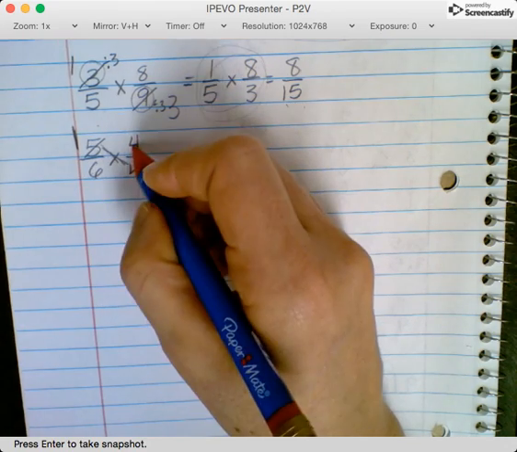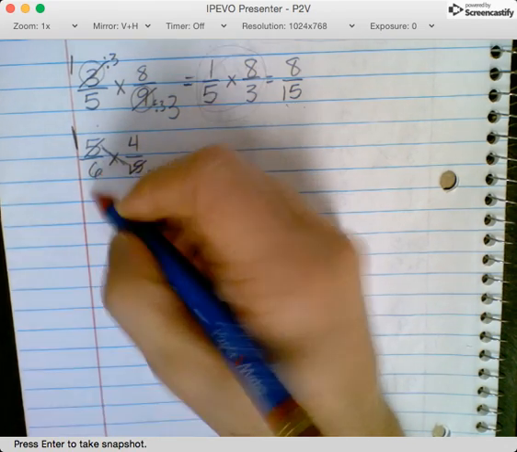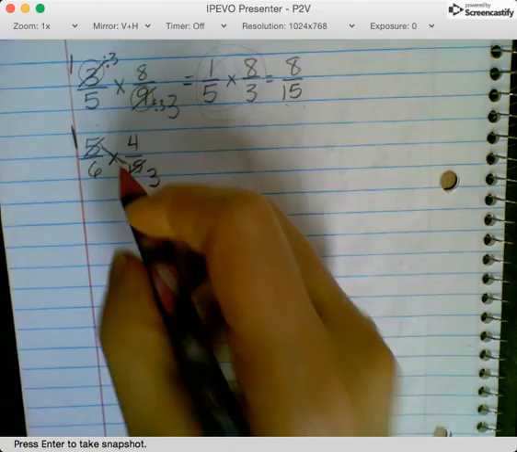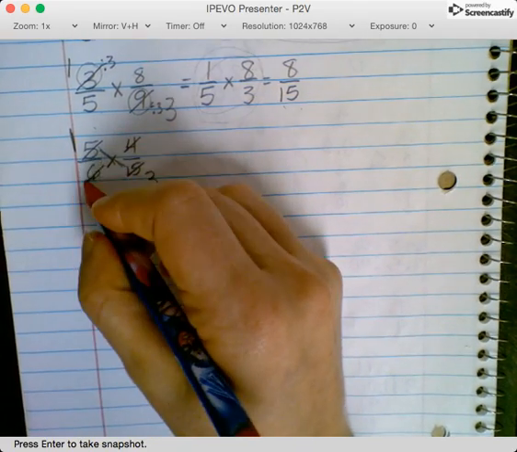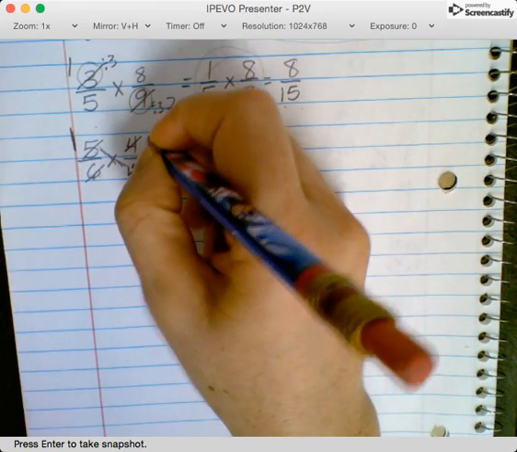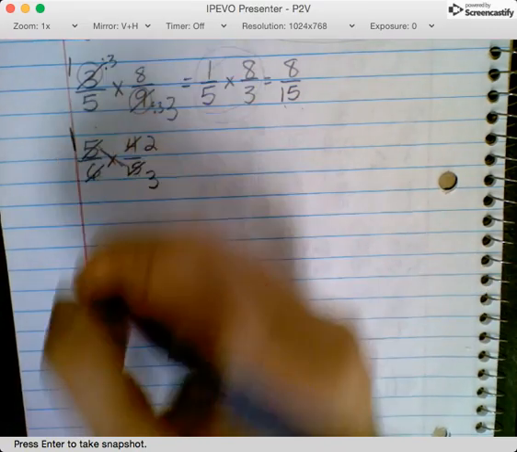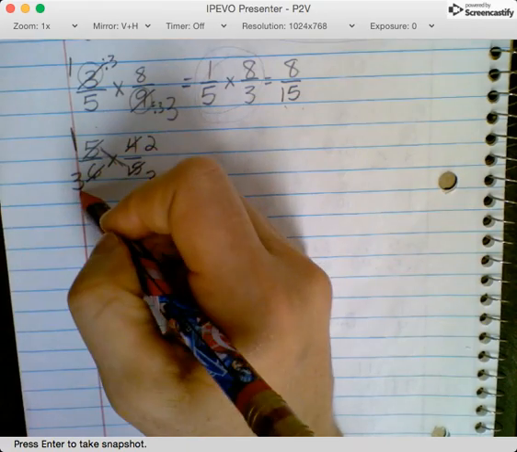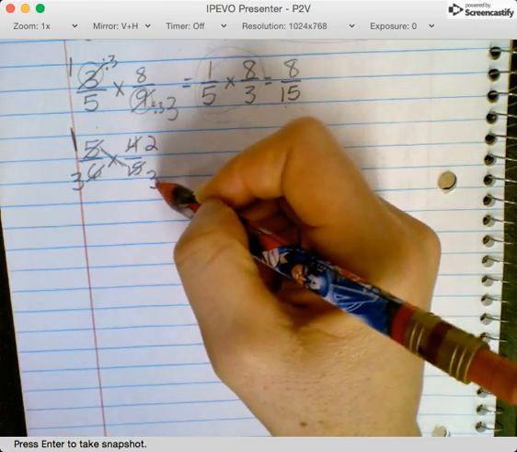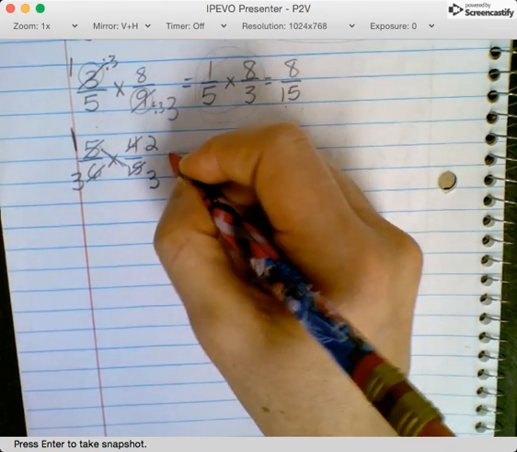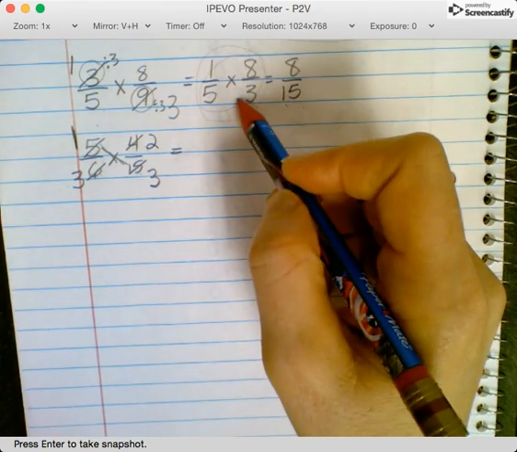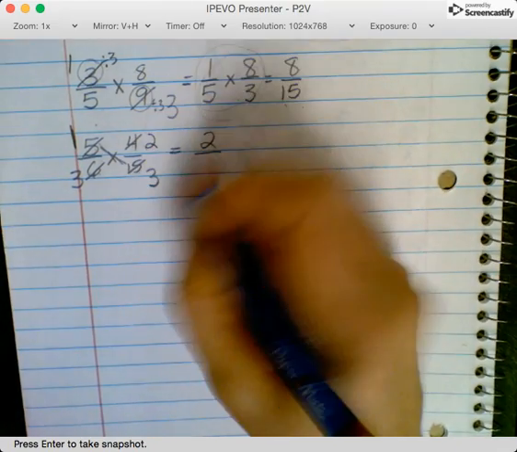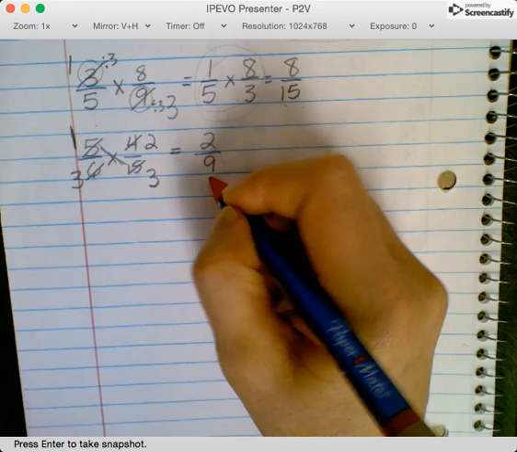Then next, I look at my 4 and my 6, and they are both divisible by 2. So I'm going to do 4 divided by 2, and I should get 2. And 6 divided by 2 is 3. So now I have a 1 and a 3 here, and a 2 and a 3 here. And then I just multiply straight across. So this time I'm not going to rewrite it like I did up there. 1 times 2 is 2, and 3 times 3 is 9. And that is in simplest form.